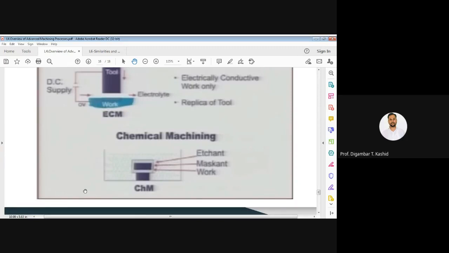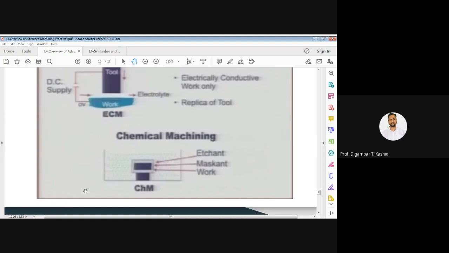Etchant means just a chemical, and after some period of time, by etching action or chemical dissolution, by the reaction of that etchant with your workpiece surface, the material will be removed. Okay, by chemical dissolution. So here the mechanism is, or the word is, chemical dissolution. Remember that.